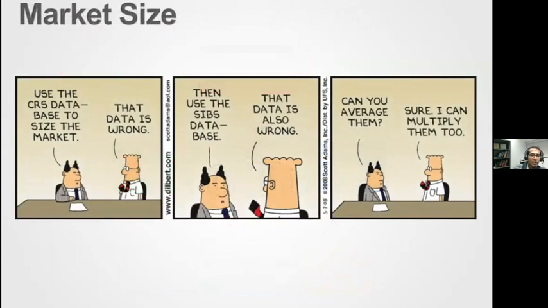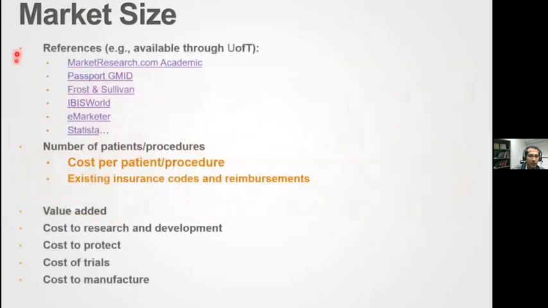And ultimately, but not last and not least, is the market size. It's not so easy to always get accurate market data, but you can get an estimate of the market size, and there are many resources. Typically, you can start off with the number of patients or procedures and look at the cost per patient or procedure, or the existing insurance codes and their reimbursement amounts. But you can also do a top-down approach instead of this bottom-up approach, and look at the general market size and try to go the other way around. But these two sides should ultimately meet and match.